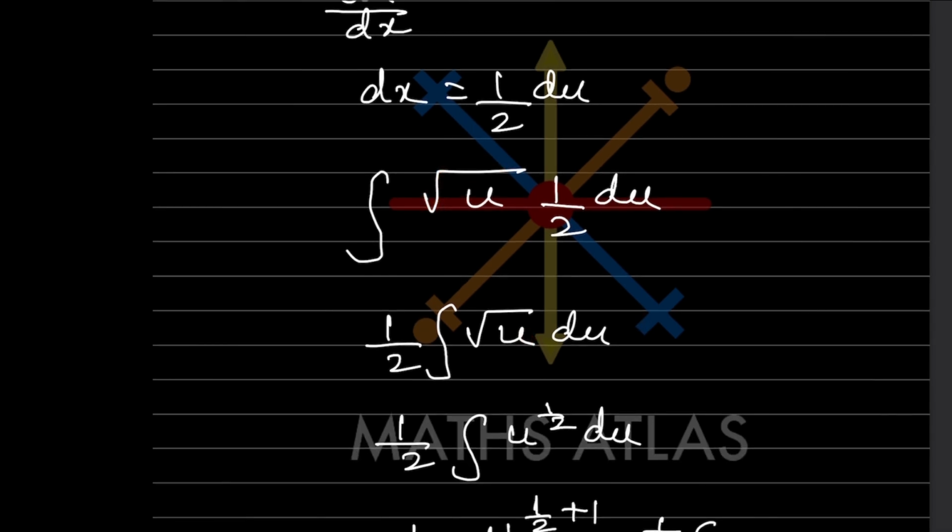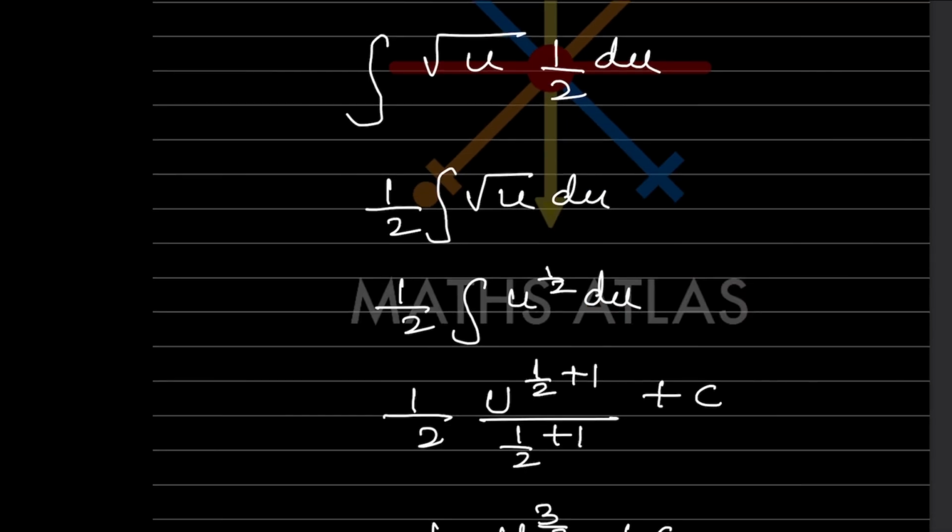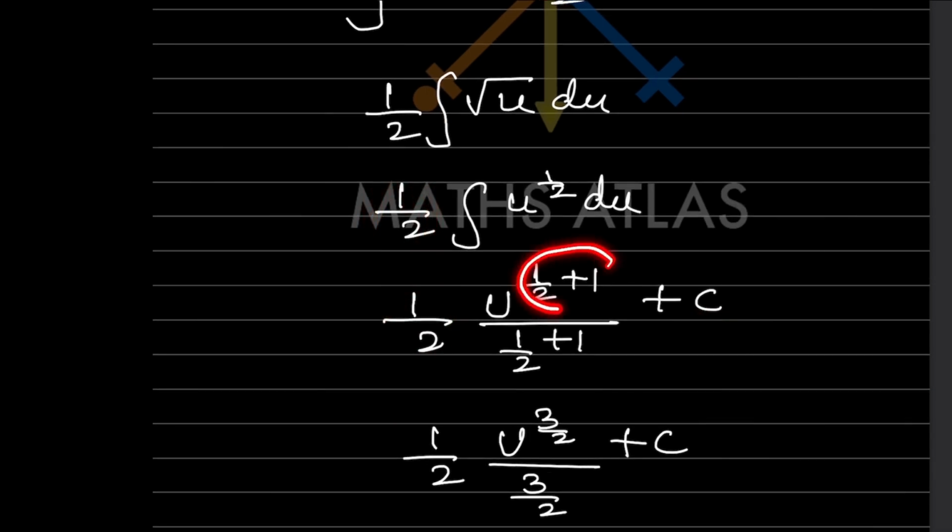And now you know the integration of root of u. First let us remove the root: the root of u is u to the power half. So now if we take the integral of this one, that will be u to the power 1 by 2 plus 1, divided by 1 by 2 plus 1, plus c, and this 1 by 2 will be outside. So now when we add this one, that is going to be 3 by 2. So this also should be 3 by 2 plus c.